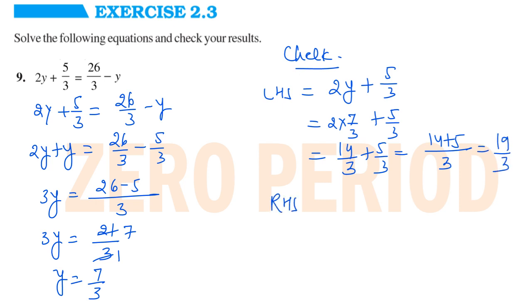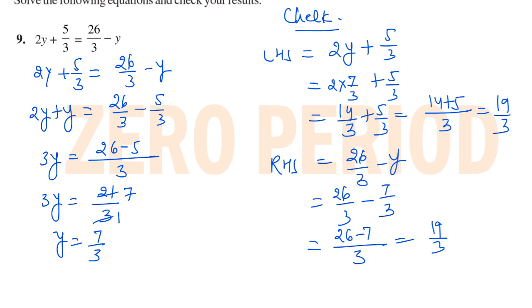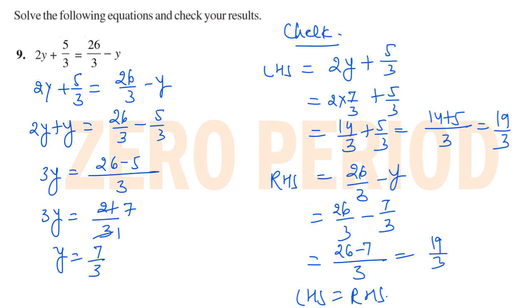Right hand side, this is 26 upon 3 minus y. Put the value of y there. 26 by 3 minus 7 by 3. 3 is the LCM and 26 minus 7, it is 19. 19 by 3. Both are the same. So we can conclude like this. LHS is equal to RHS. So our solution is correct. This is the end of this question.